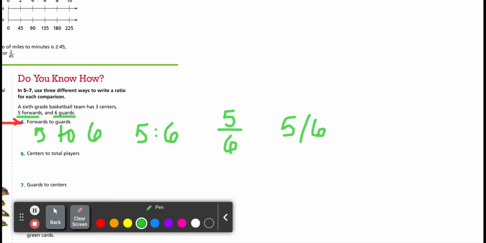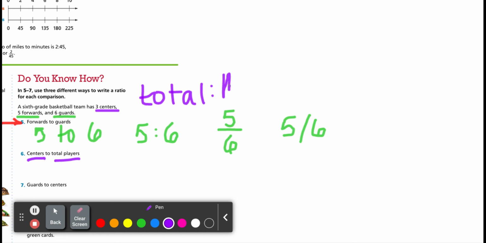Number 6 says, write the ratio for centers to total players. So there are 3 centers, and you have to figure out how many total players are there. So let's find that first. How many total players are there? Well, to find the total players, we will add up all of the players. We'll add up the 3 plus the 5, which is 8, plus 6, which is 14.